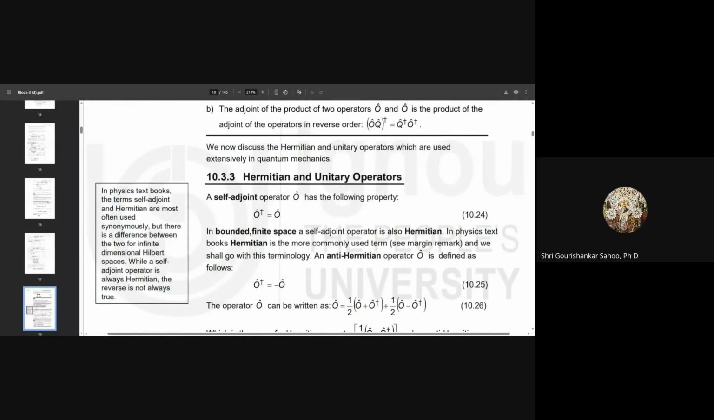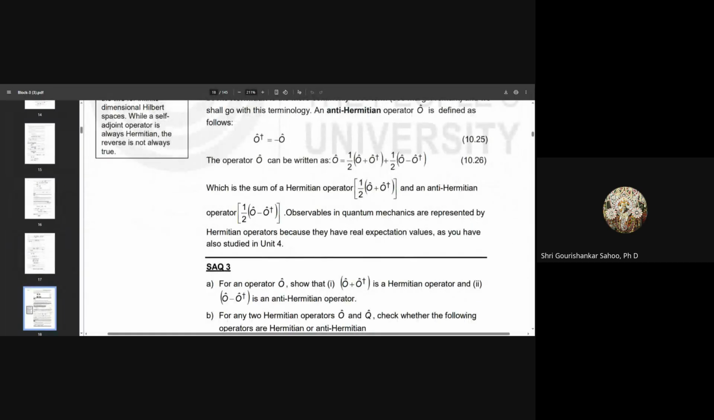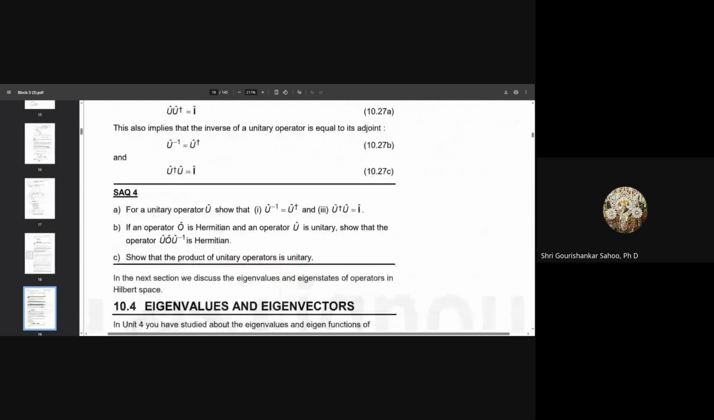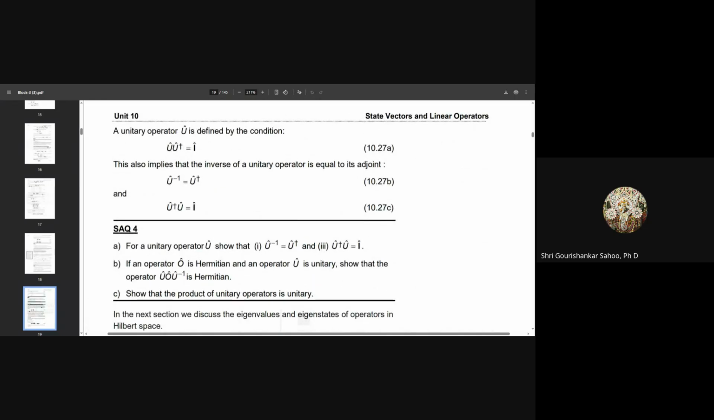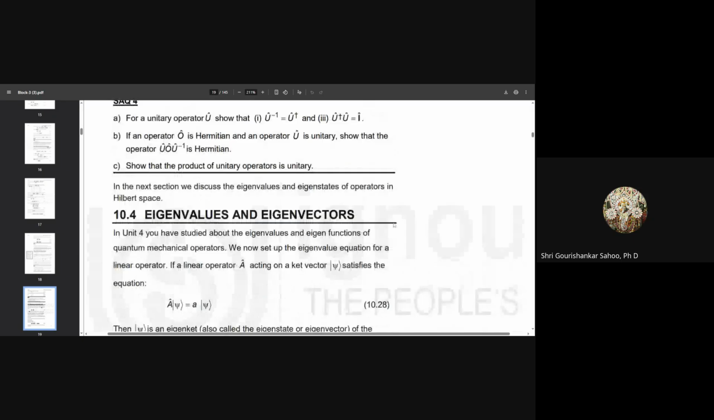A Hermitian or unitary operator, which I have discussed earlier. O cap can be written as half (O cap plus O cap dagger) plus half (O cap minus O cap dagger). You can write O cap as this. So the Hermitian operator is half (O cap plus O cap dagger), and the anti-Hermitian operator is half (O cap minus O cap dagger). So this is in the Dirac formalism. Similarly, for a unitary operator, U cap U cap dagger is equal to I cap.